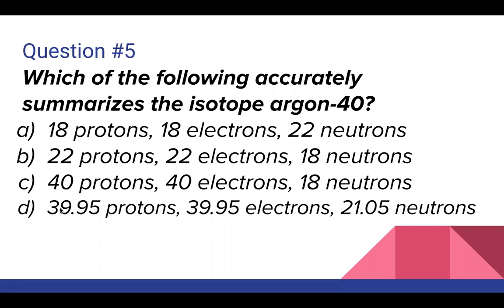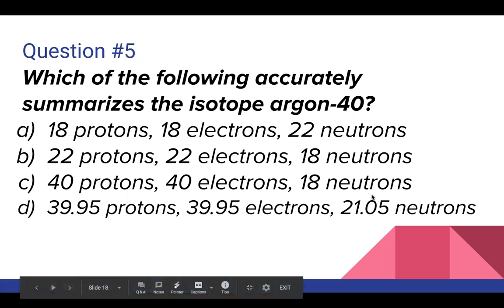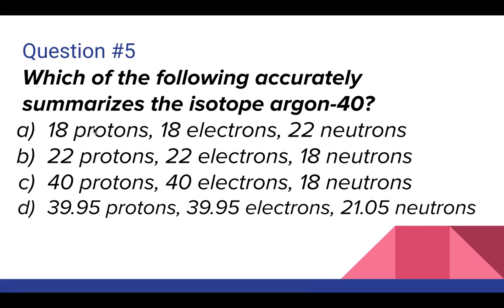Sorry, and then looking at this one, 39.95 plus 21.05, that does add up to 40, but you're not going to get a fraction of a proton or a fraction of a neutron, so that doesn't work. So I've already narrowed it down to basically A or B. Now we just need to figure out what is the correct number of protons and neutrons that will add up to 40, and that will be argon.